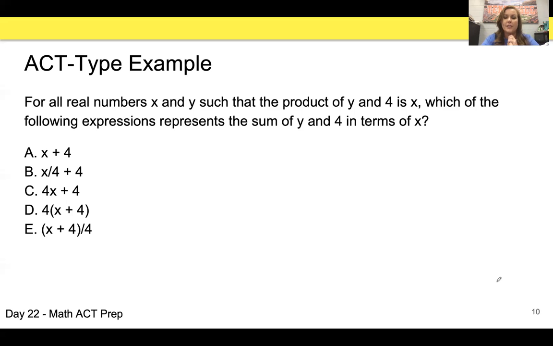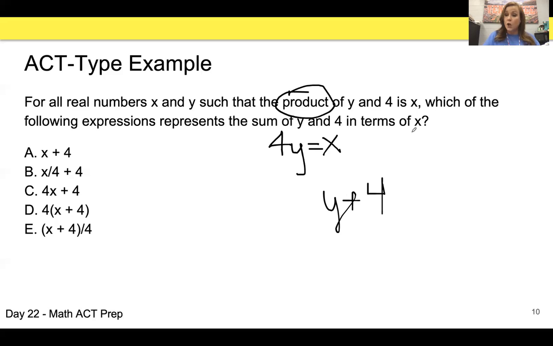Okay, now you're back. Let's check and see how this answer is. Here we've got real numbers x and y, such that the product multiplication of y and 4 is x. So you multiply 4 and y, so 4 times y equals x. Which of the following expressions represents the sum of y plus 4 in terms of x? So when it says in terms of x, that means we want to get rid of the y's and have x's in there.